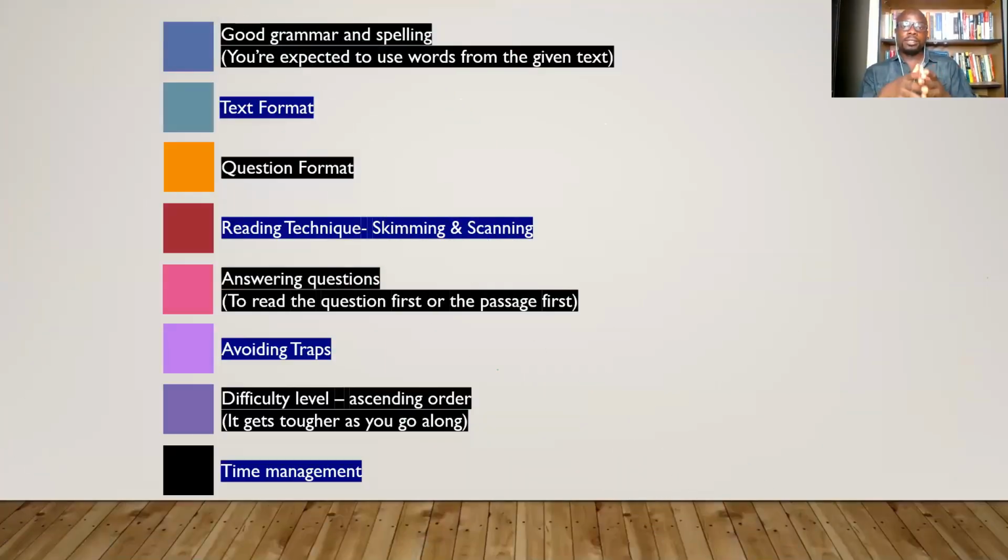So for today, this is my focus. Today, I want to talk about the reading test, and I've broken it down into smaller modules. First is good grammar and spelling, the text format, question format, reading technique, answering questions, avoiding traps, difficulty levels, and then time management. So these are the areas that I want to touch on today in this class. I'm just going to start them one after the other, and we'll look at what each of them entails, and we'll look at examples as well.